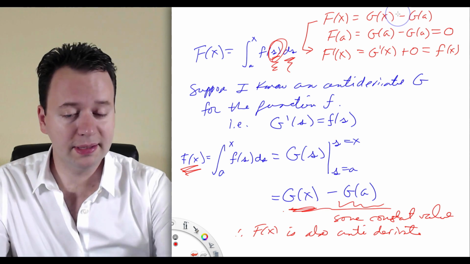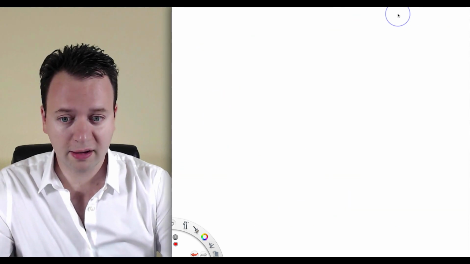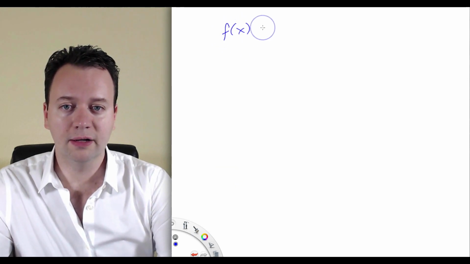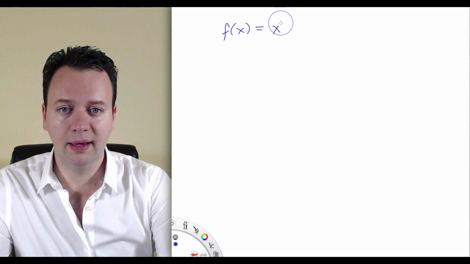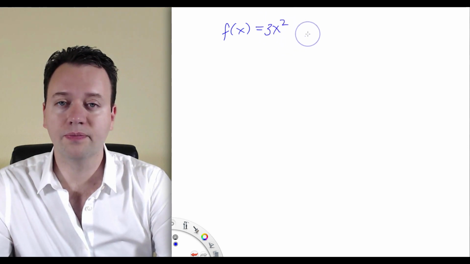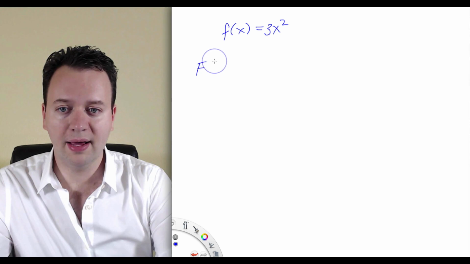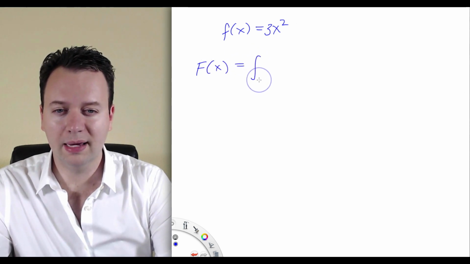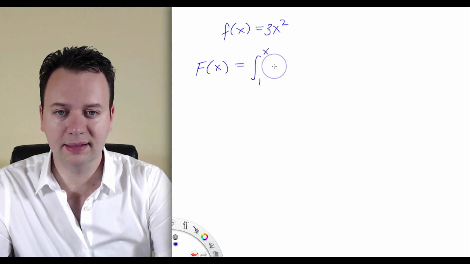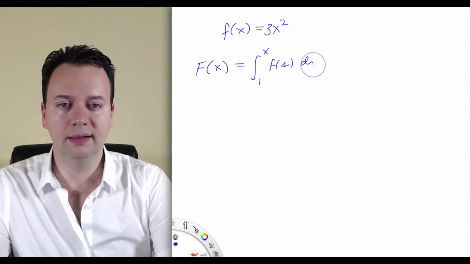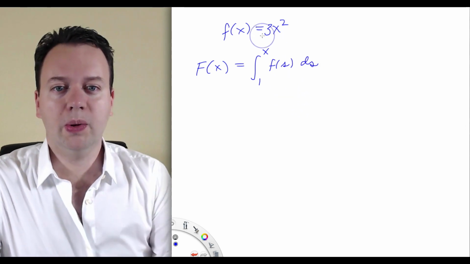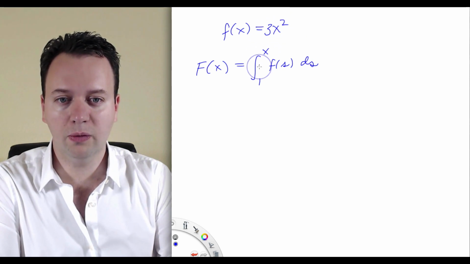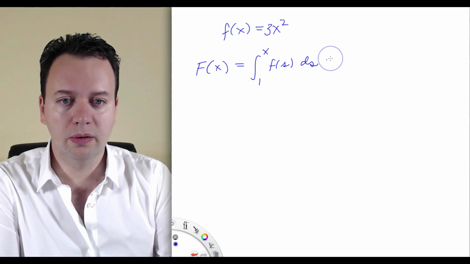Let's look at a simple example of the second fundamental theorem of calculus using some known functions. So for little f of x, let's just use something simple like 3x squared. Okay, so I'm going to define capital F of x to be the integral from, let's say, 1 to x of little f of s ds. Okay, so since we know the integral of 3x squared, we can actually compute this.